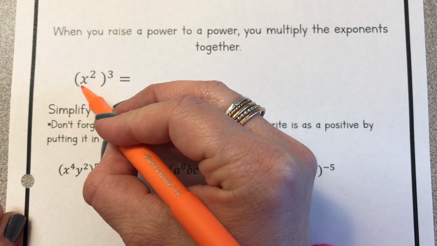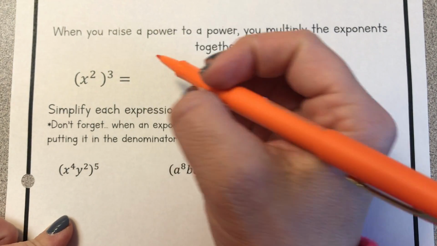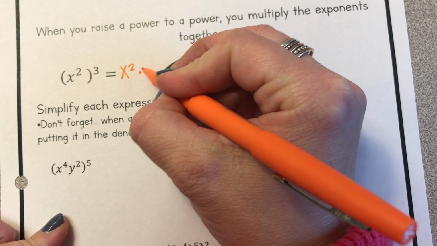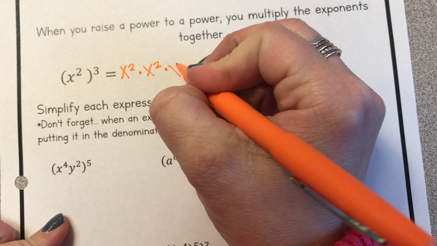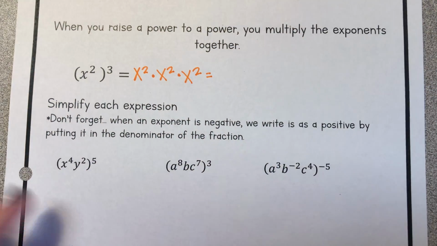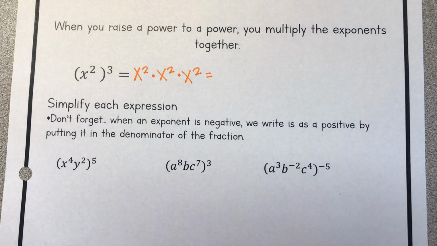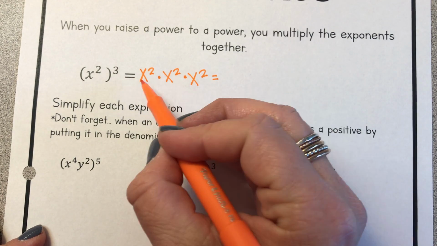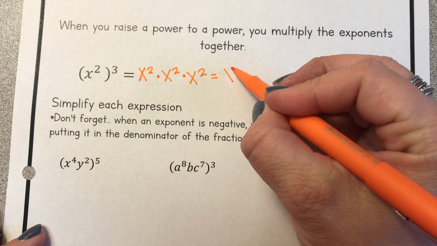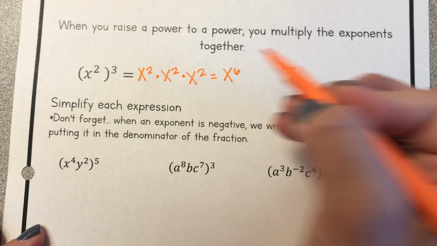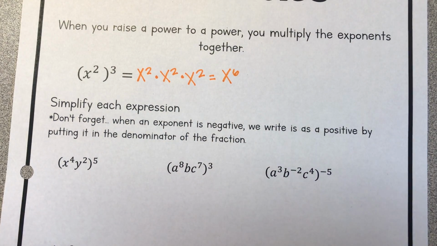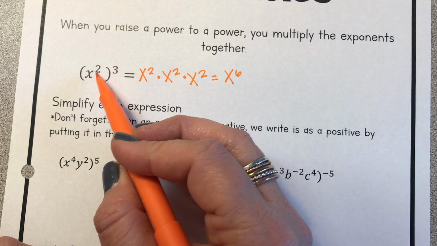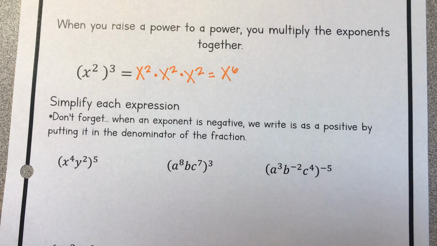So here, x to the second to the third power means x to the second 3 times. That means x to the second times x to the second times x to the second. And what we learned a couple sections ago is that when you're multiplying powers with the same base, you add the exponents. And any kind of repeated addition is called multiplication. So when we have x to the second 3 times, we can just do 2 times 3 to get 6.